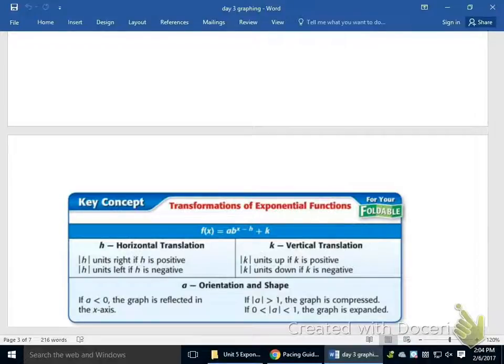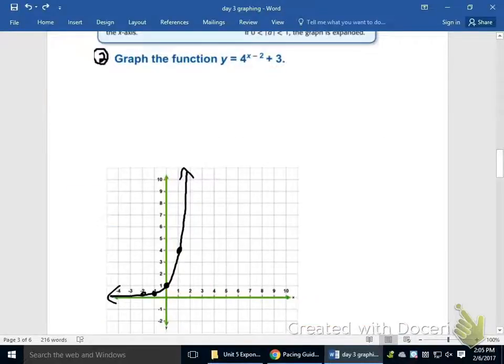There's automatically parentheses there. Now, applying the idea of transformations, I'm now asking you to graph y equals 4 to the x minus 2 plus 3. The a value did not change from example 1, but because the parent graph is the same, 4 to the x, I'm actually going to use the example from example 1, just transform it. So this is not my answer for example 2. I'm just going to use these points that I had.